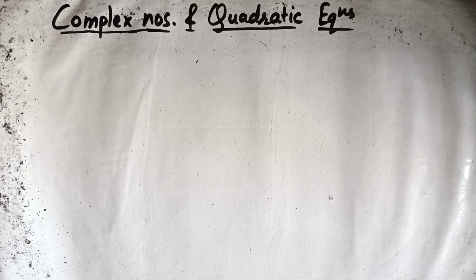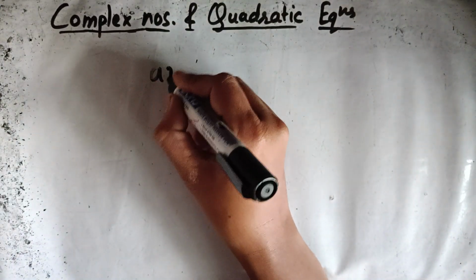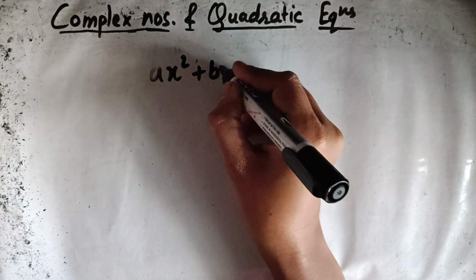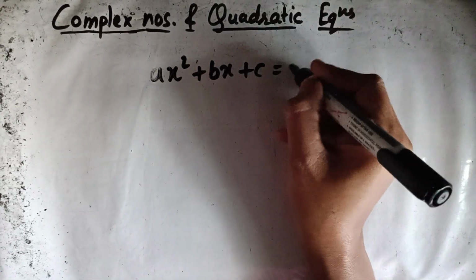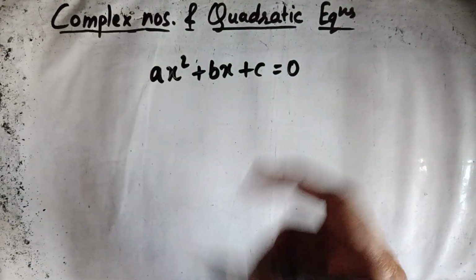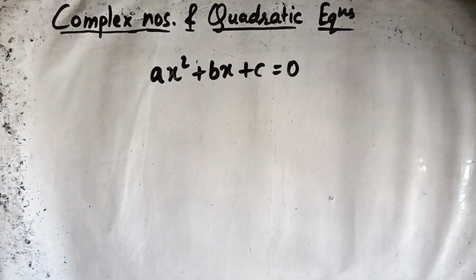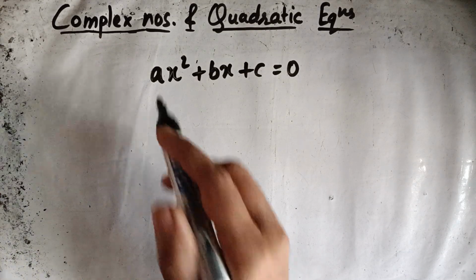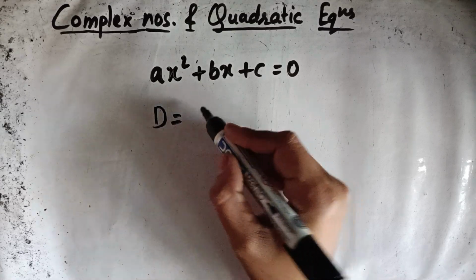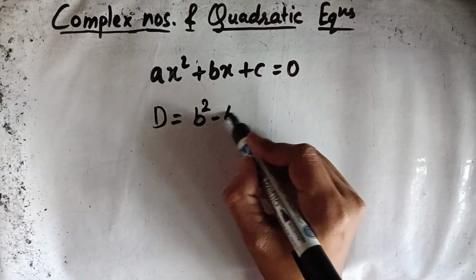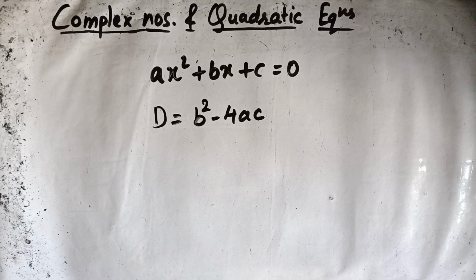So whenever you have a quadratic equation, say ax square plus bx plus c equal to 0, there are many ways to solve this equation, that is factorization method or quadratic formula method. Now when we use quadratic formula method, we find the discriminant, right? So D is what? B square minus 4ac. This we have seen in standard 10th.